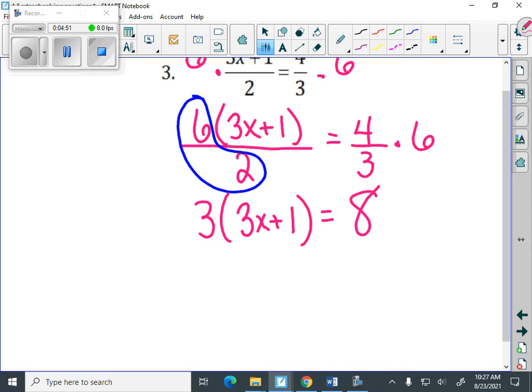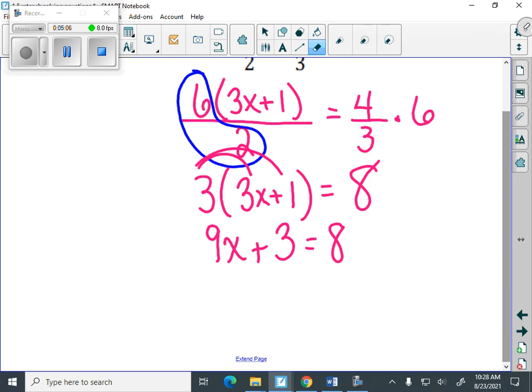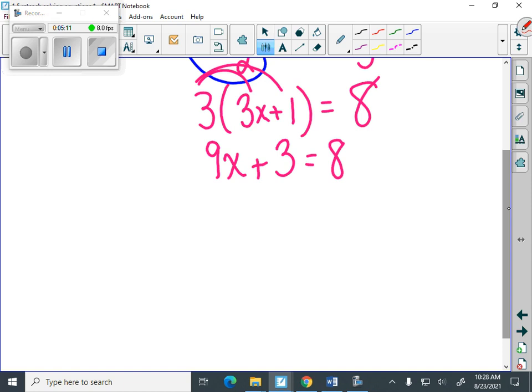We have parentheses in here, so we need to use distributive property. 3 times 3x is 9x. 3 times 1 is 3. Equals 8. We don't have any like terms, but we can solve. Our ultimate goal is to figure out, well, what does x equal? So I'm going to subtract 3 from both sides. We get 9x equals 5.